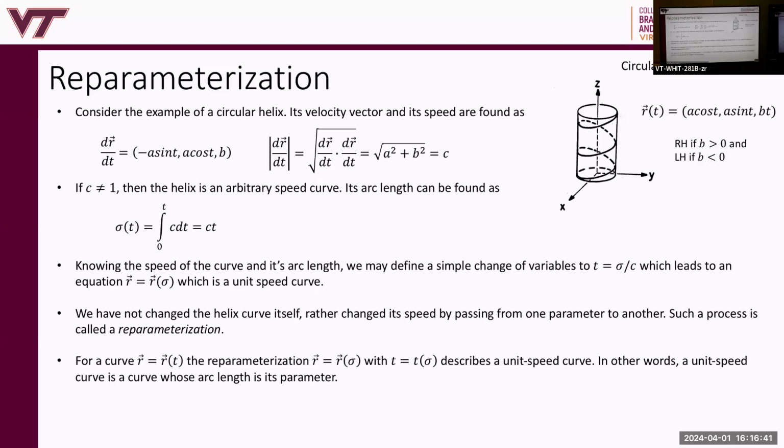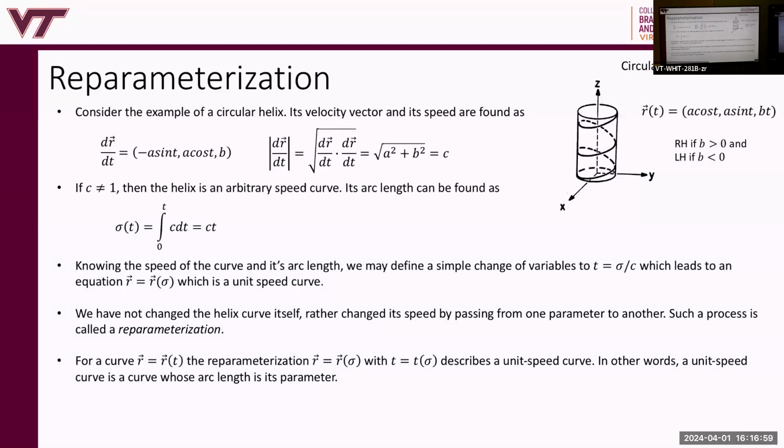So let's look at reparameterization. We want to be able to reparameterize these curves so that they are unit speed. If we're given a parameterization of the curve, can we reparameterize it by performing a change of variables such that the curve is unit speed? All right? So consider the example of the circular helix.